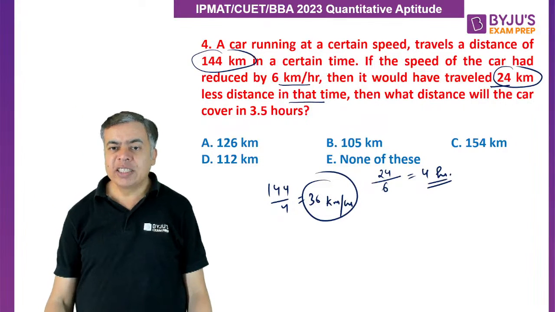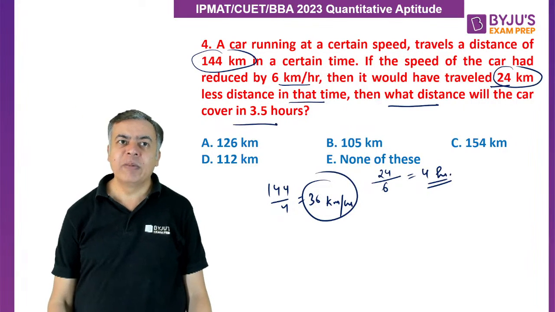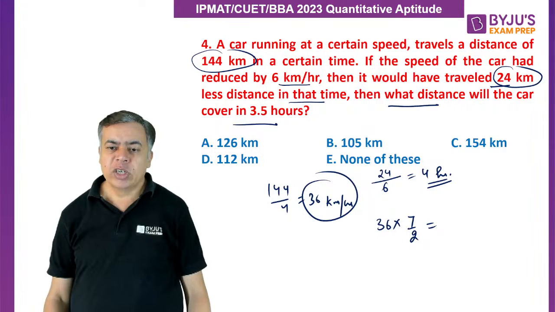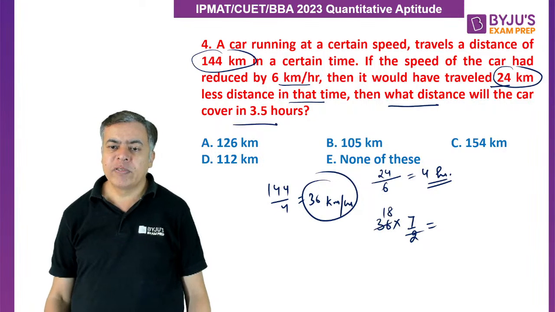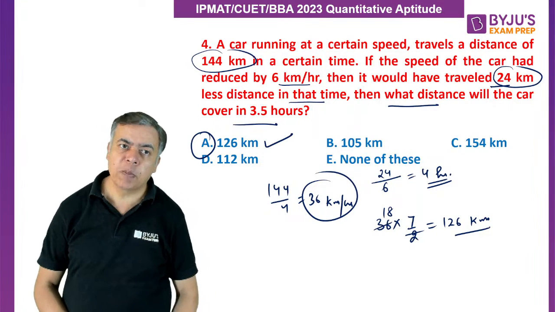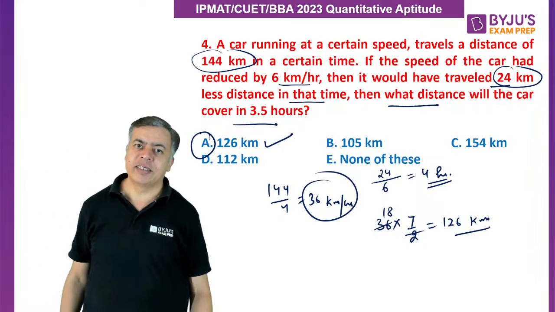Now his question is, then what distance will the car cover in 3.5 hours? So speed हमें पता है, time 3.5 कितना होता है, 7 by 2 hours. So it becomes 18 into 7, 126 kilometers. So my distance should be 126 kilometers. Option A is the correct answer.